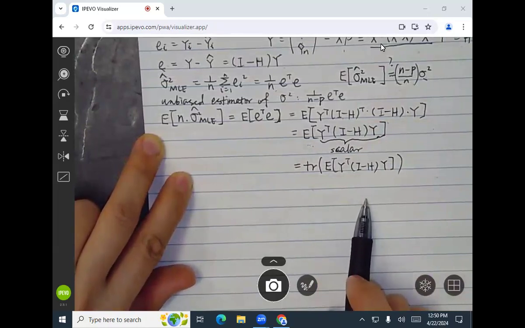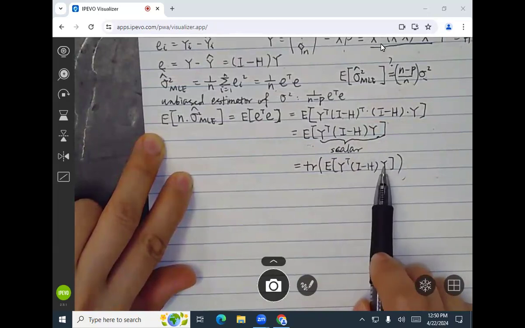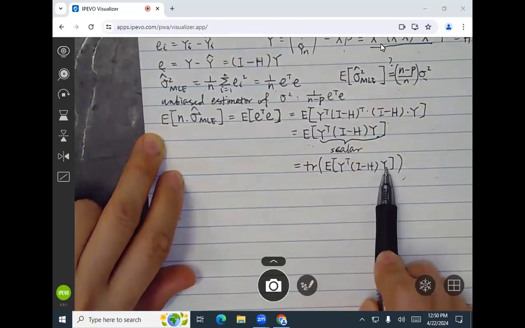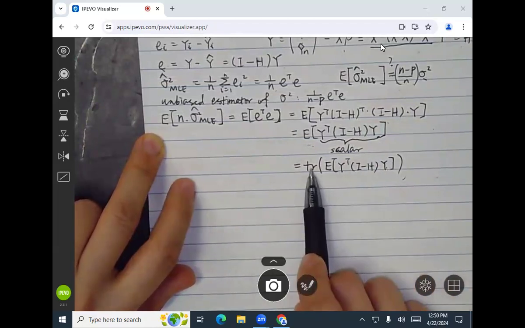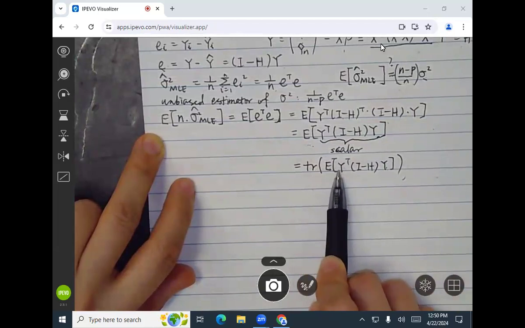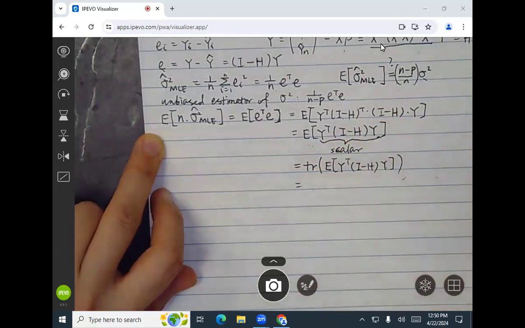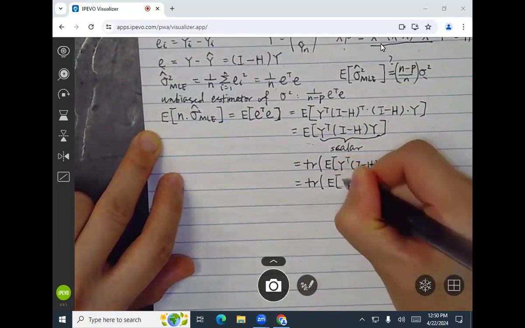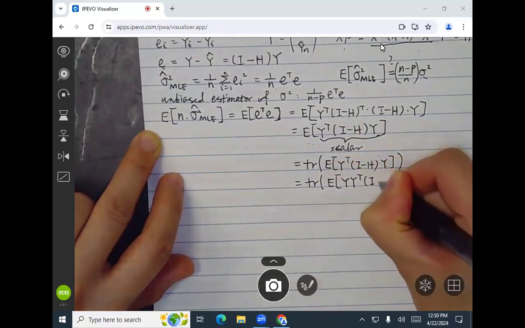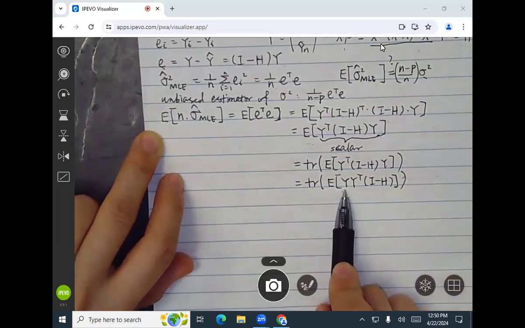The reason is that, by this circular rule of the trace, you can put the Y at the end to the front, and the trace stays the same. So I'm moving the trace inside the expectation, basically swapping the two. But then you will have the expectation of Y transpose I minus H. Now this is no longer a scalar, but an n by n matrix.